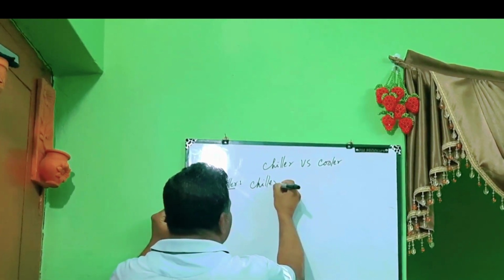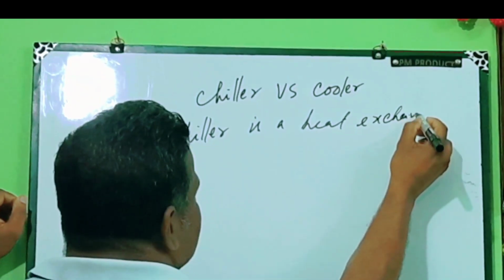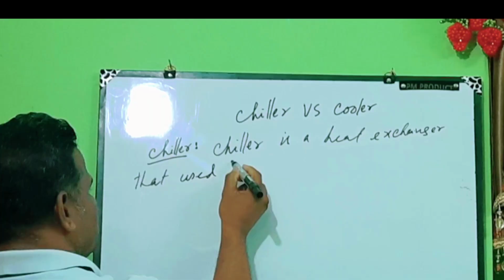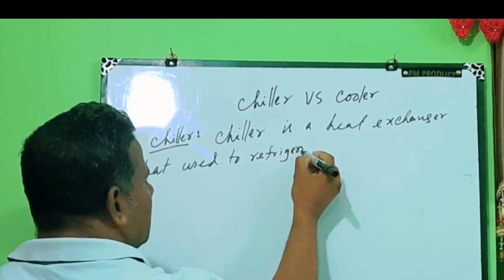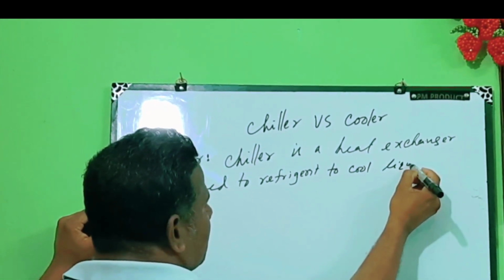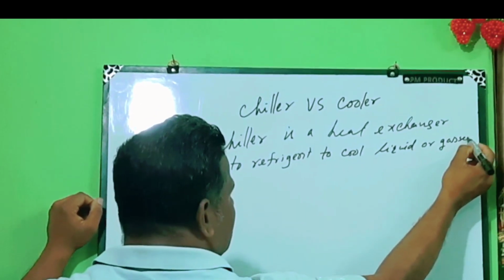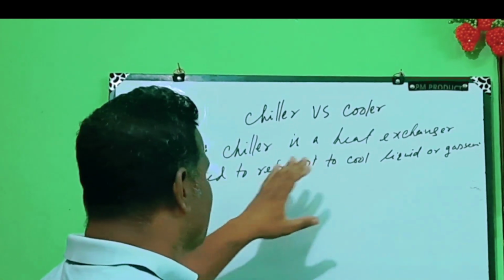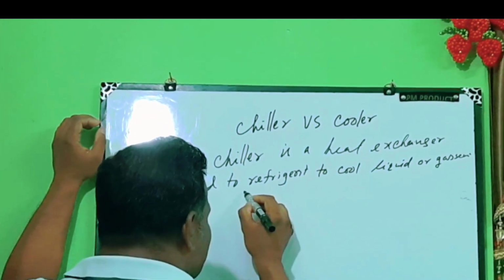Okay, so what is chiller? Chiller is a heat exchanger that uses refrigerant to cool liquid or gases. So I hope you understand about this. Chiller is a heat exchanger that uses refrigerant to cool liquid or gaseous. That means the chiller is using refrigerant.